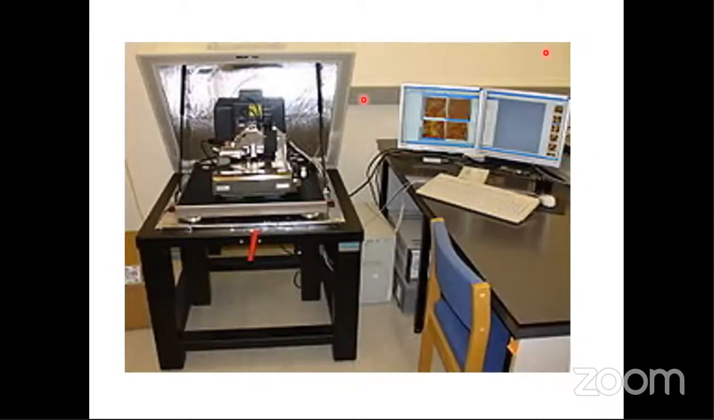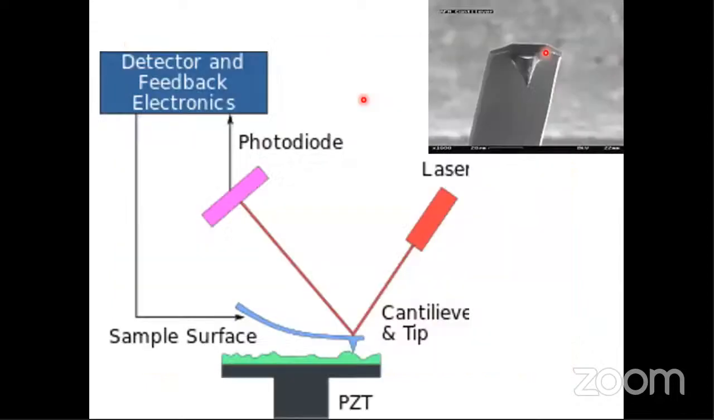Suppose this is the sample surface. A half surface is there. We have a scanning cantilever tip. This is a cantilever. This is a tip. This is the same image of the tip, a standard platinum tip. This cantilever will move over this surface, and this tip will touch the surface.